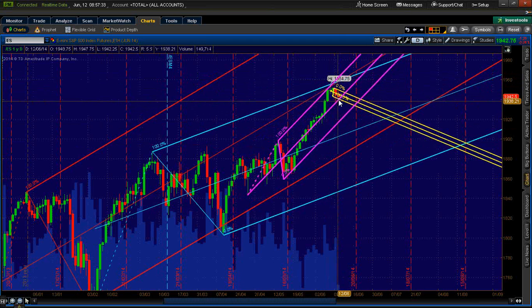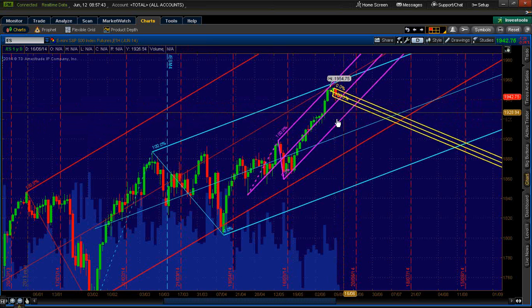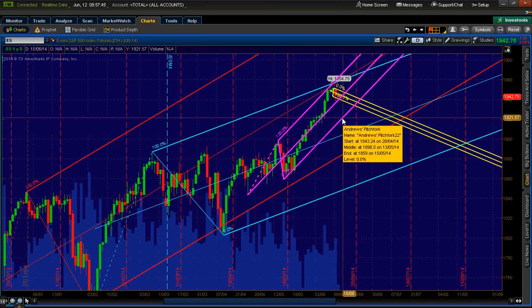But you want to watch this level right here, around the 1930, 1931 on the September contract. And if we break that, then we're likely to come down and test the lower line, which will take us down somewhere around the 1910 level on the September contract.